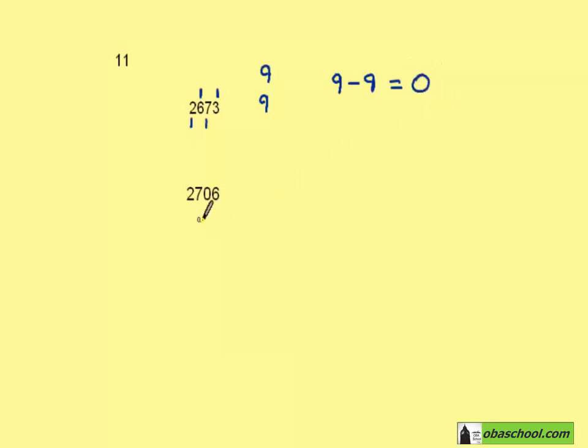Consider 2706. And let's do the same thing. Alternate digits here add to 2. And here add to 13. 13 take away 2 is 11. This always happens if 11 is a factor. When we add alternate digits and subtract, we either get 0 or 11. So we can spot a multiple of 11 by using this method.